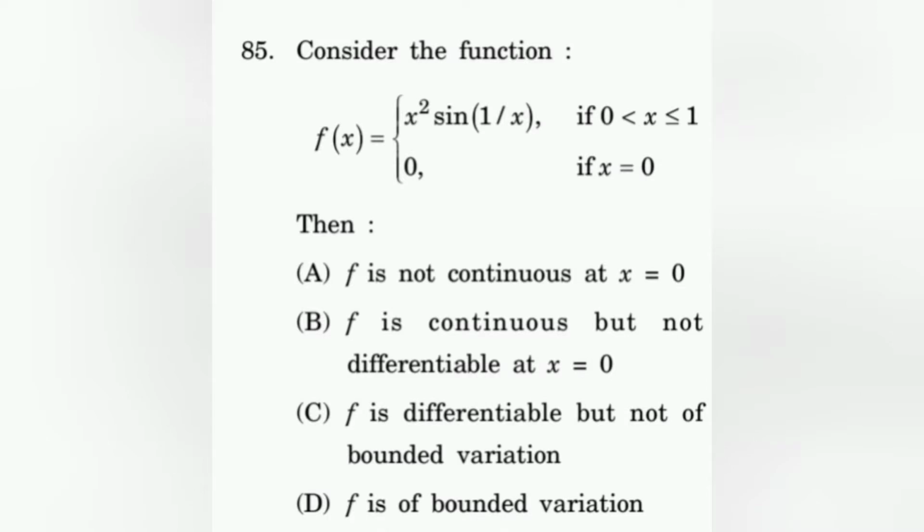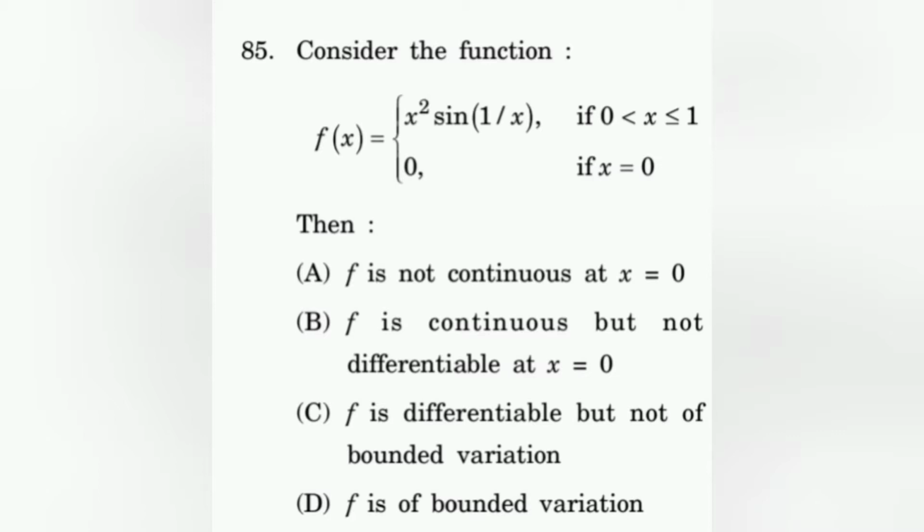This question is from the SAT examination. So the question is: consider the function f(x) = x² sin(1/x) if 0 < x ≤ 1, and f(x) = 0 if x = 0. Then we have 4 options.